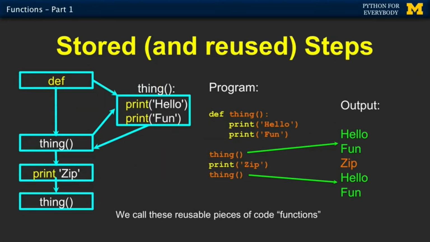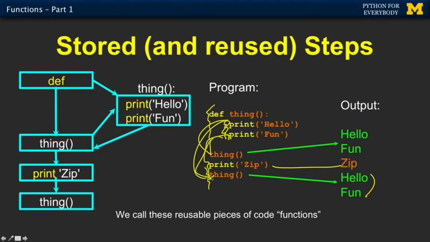So what happens is def does nothing but remember. Thing then says, oh, let's go back and run that thing. Run those 2 lines, so out come hello and fun. Then it comes back down to here, runs this print statement, so out comes zip. And then it says, oh, run that code again. So this is the don't repeat yourself part. Run this, print, do it again, and now the program's done.